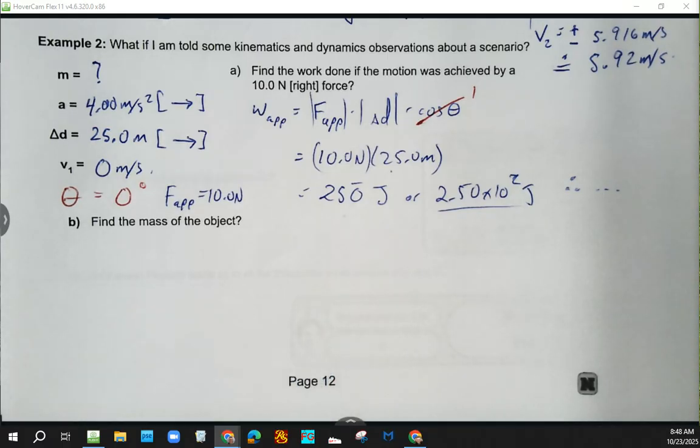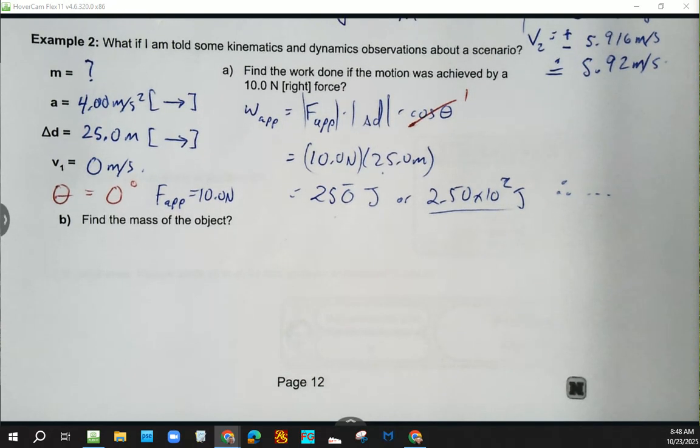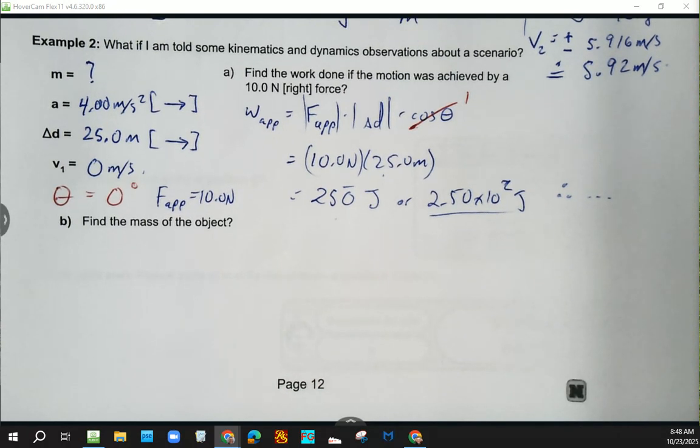How would I figure out the mass of the object? Could I use kinematics? Could I use energy? Could I use dynamics? Look at the stuff that we know. Remember, this is the annoying thing about an exam, is that all the stuff kind of gets thrown at you at once, right? So we still need to be able to know the stuff from previous units.